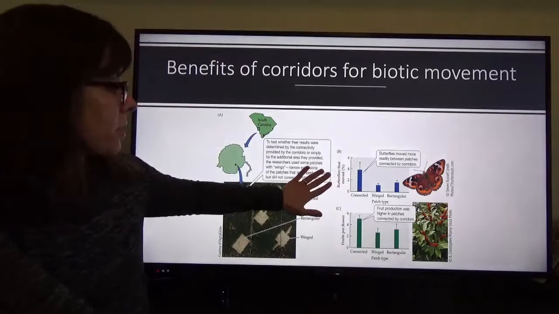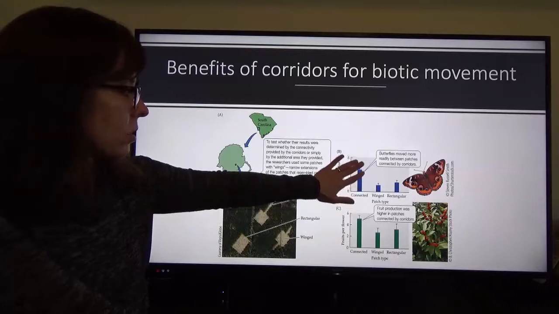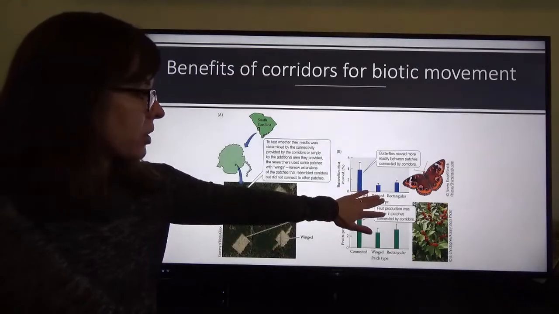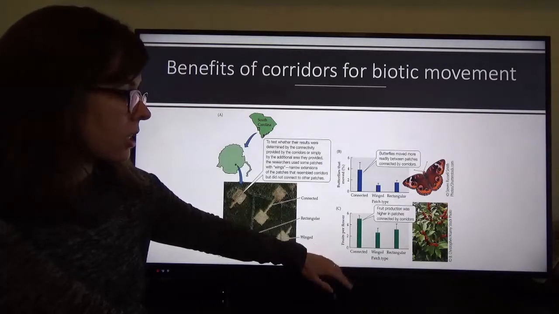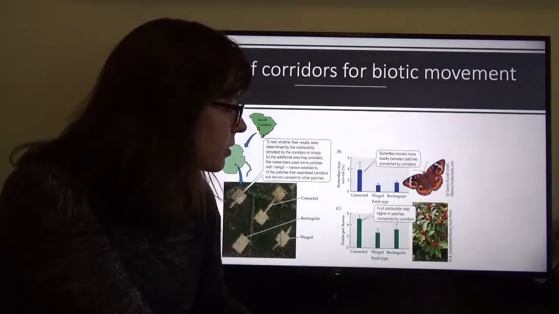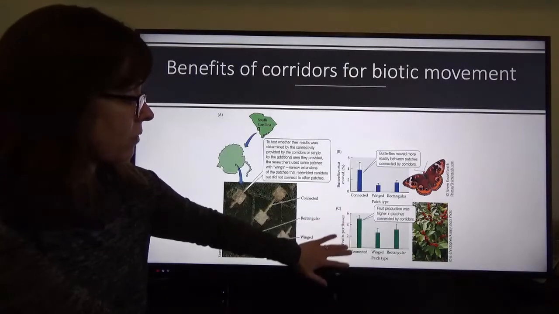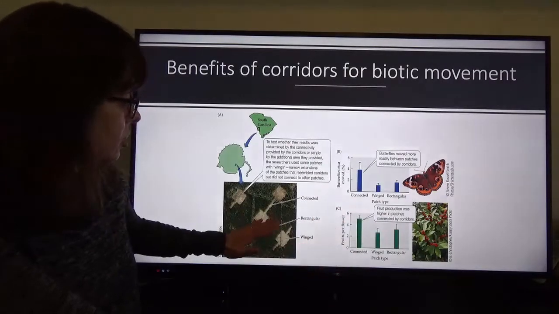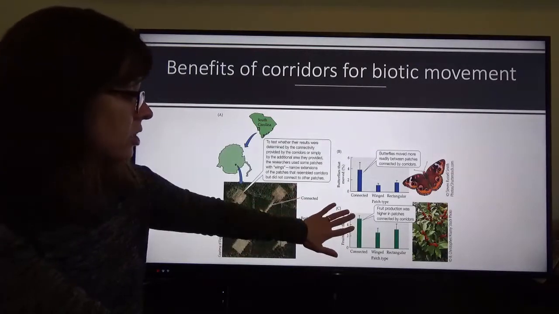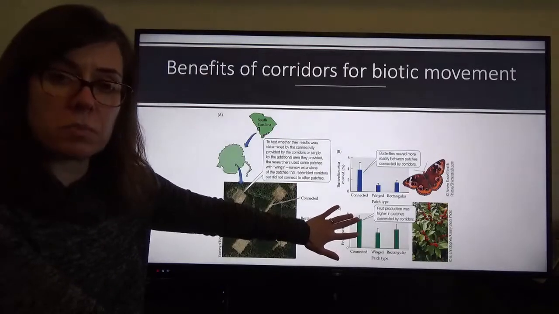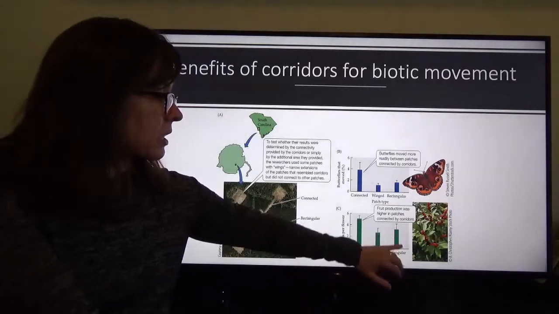And what they found was that these butterflies moved more when patches were connected than when they were winged or rectangular. And this led to greater pollination of the plant species that the butterflies use, and greater fruit production. So where you had connectivity, butterflies were more likely to move from one patch to another, leading to increases in the services that those butterflies provide to that particular ecosystem. And this was compared to both winged and rectangular.